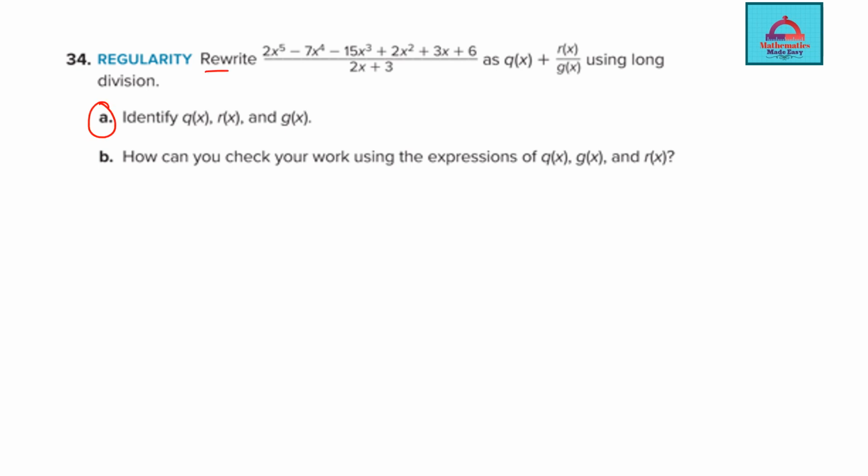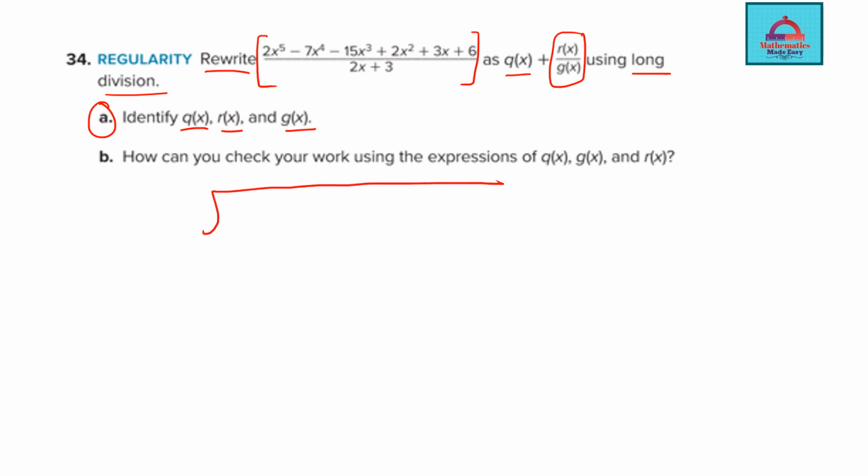Here you need to rewrite this big expression as this thing using long division. So basically you need to divide these two, show the long division, and get your values of qx, the quotient, rx, the remainder, and gx, the divisor. So let's do it. So we are dividing this big one, which is in the numerator, so I write it inside. This is the long division method we are doing.